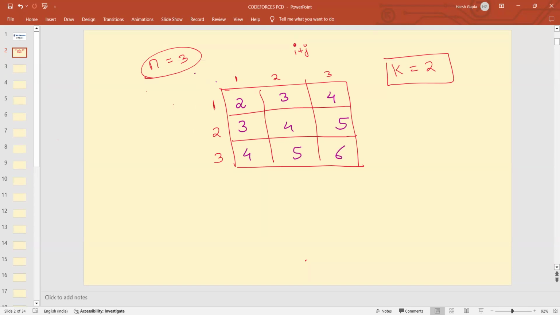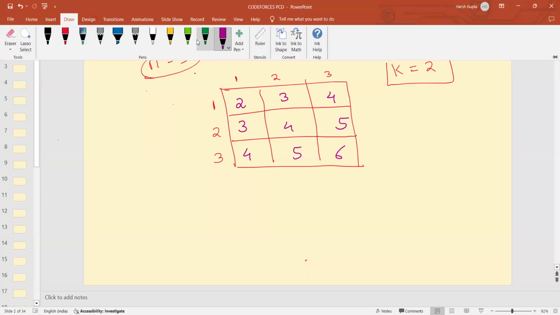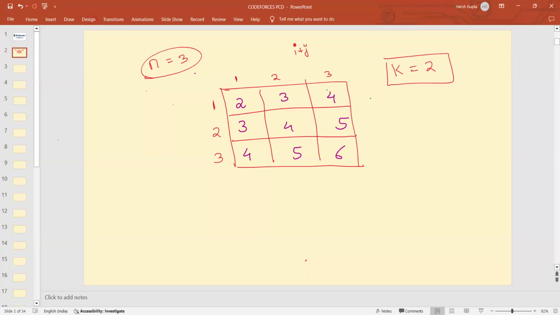Are you able to observe what the diagonal actually is? How was the diagonal defined? The diagonal was defined to have the same value of i plus j. So can I say that this is one of my diagonals? Again, this is one of my diagonals. This is also a diagonal. This is also a diagonal. And this is also a diagonal. Can I say this? Yes, I can.